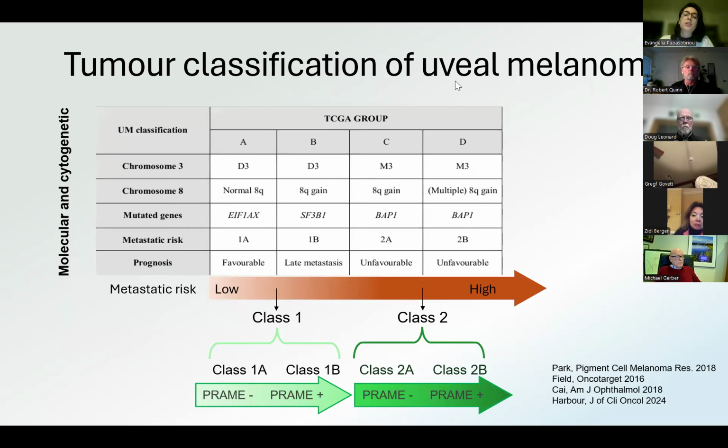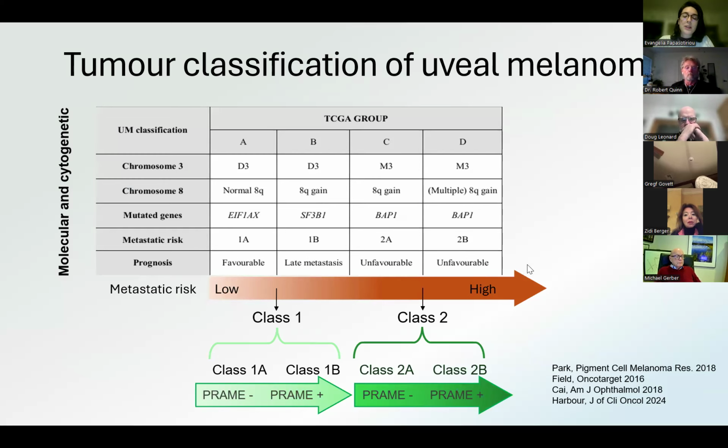So tumor classification of uveal melanoma is based on molecular and cytogenetic criteria, mainly involving chromosome 3 status and BAP1 loss. So for example, in this table, if we had an imaginary patient with monosomy 3 and BAP1 loss, we would automatically categorize him as high metastatic risk, while the opposite if there was disomy 3 or EIF1AX mutation or SF3B1 as a low metastatic risk, excuse me.